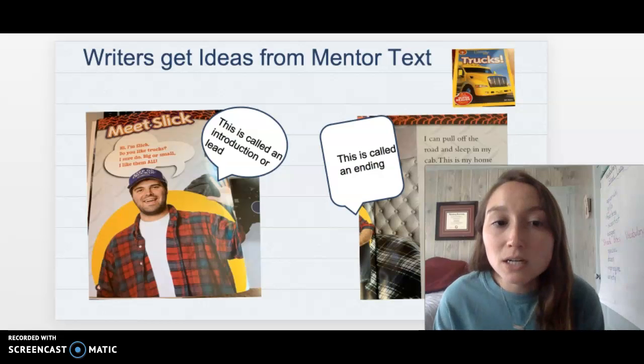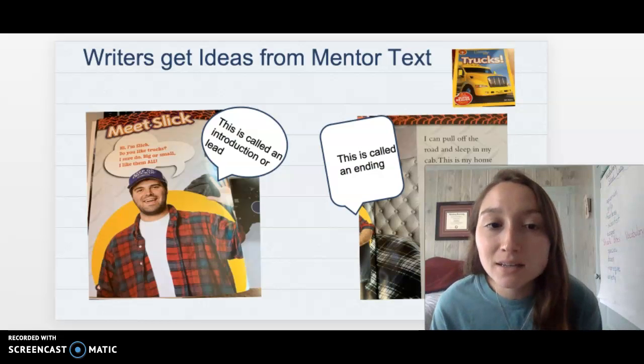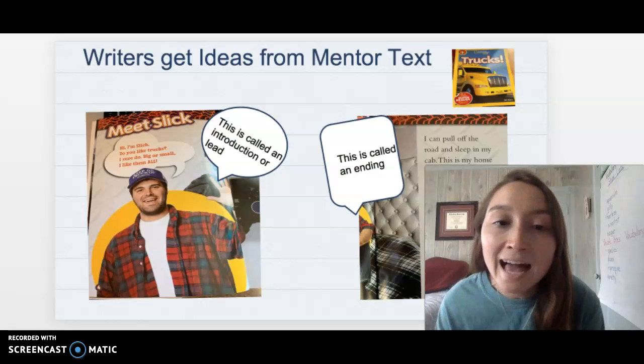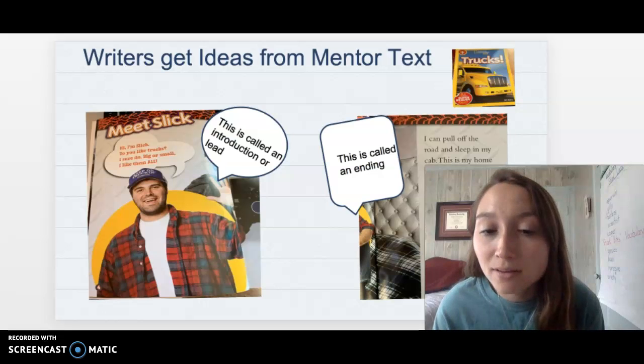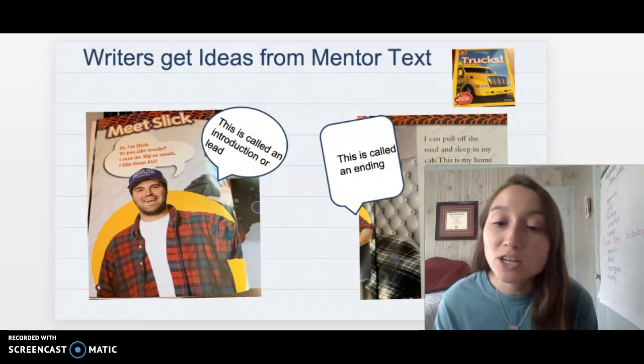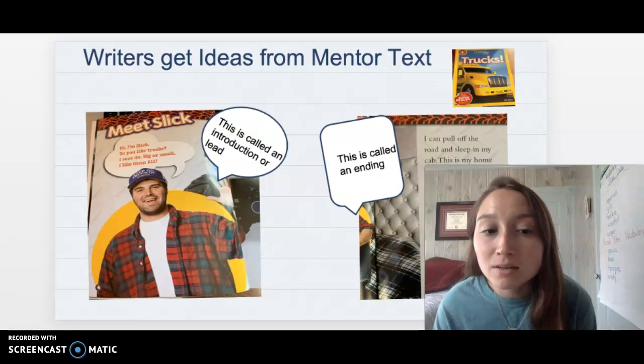So if you look here, it says, Meet Slick. Hi, I'm Slick. Do you like trucks? I sure do. Big or small, I like them all. This is an example of an introduction or a lead.